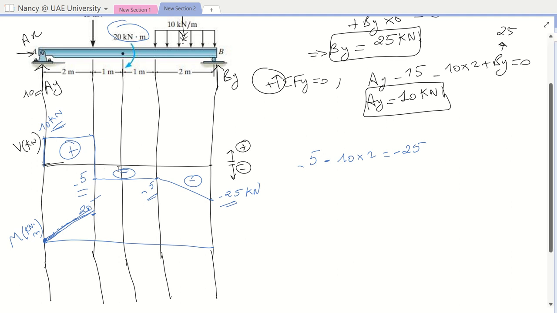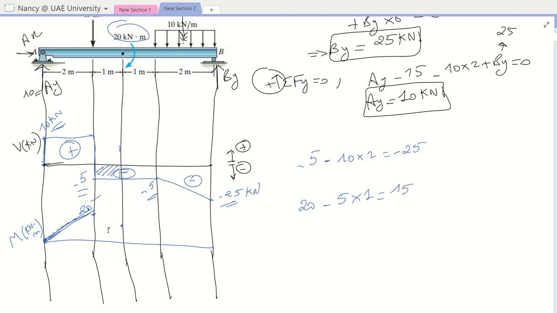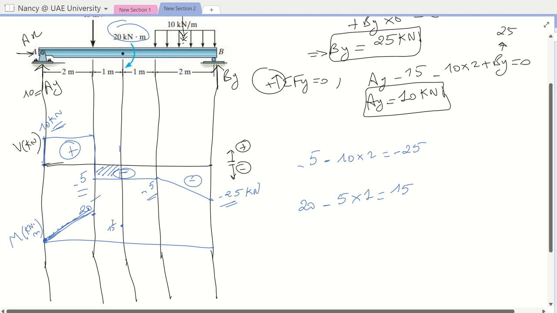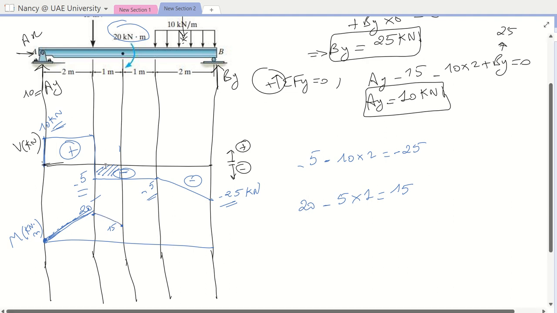Now here I have, in this area, before the concentrated moment. So before it, I have a negative rectangle. So I need to do 20 minus 5 times 1. So I will get here 20 minus 5, which is 15. So at this point, I am at 15 kilonewton dot meter. And these 2 points are joined also by a straight line because I have a rectangular area in my shear.